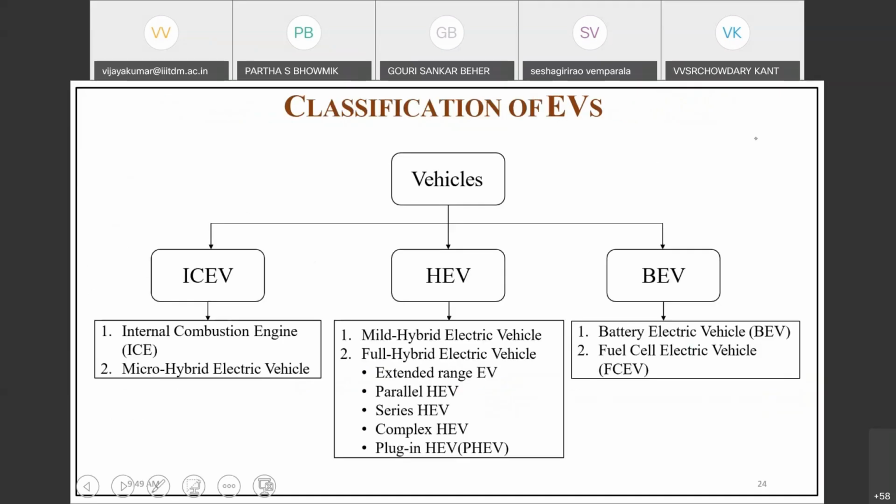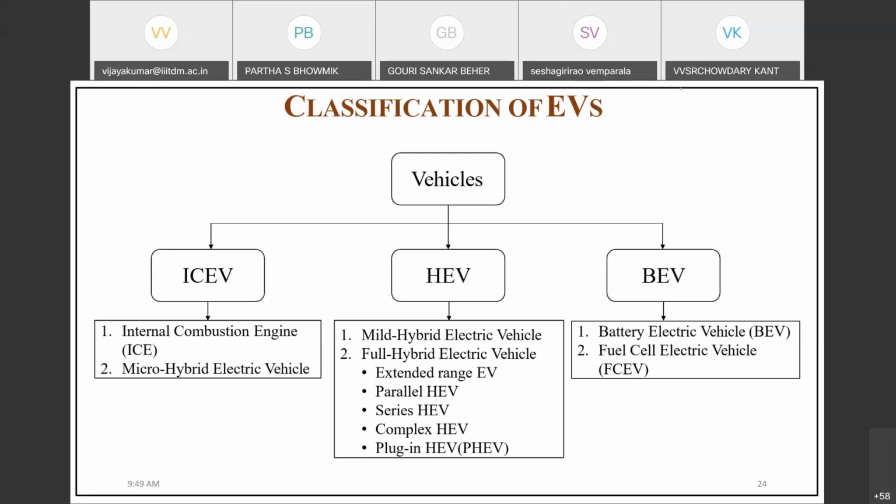When we come to electric vehicles, we can classify them. First, internal combustion engine vehicles, and then HEV, hybrid electric vehicles. In hybrid electric vehicles, you can have a mild hybrid vehicle or a full hybrid vehicle. In the full hybrid vehicle, depending on whether you connect your IC engine with the motor drive in series or parallel, you can say it's a parallel HEV or a series HEV, and you can classify plug-in hybrid vehicles here too.